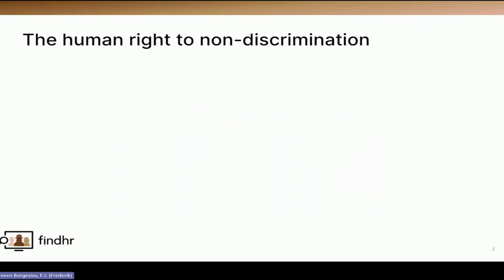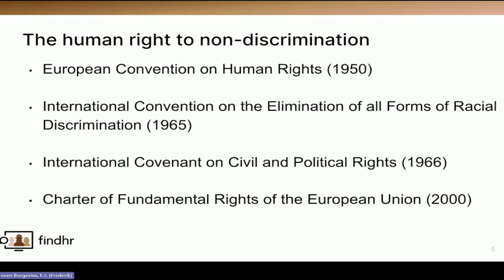We all have a human right to non-discrimination, and these human rights treaties were mostly adopted after the Second World War. I'll give a few examples. In Europe, for instance, the most relevant and influential one is probably the European Convention on Human Rights. But the second and the third here, the two United Nations treaties, have a wider coverage, cover almost the whole world, namely the Convention on the Elimination of All Forms of Racial Discrimination and the International Covenant on Civil and Political Rights. And in the EU, we also have a more recent human rights treaty, let's call it, the Charter of Fundamental Rights of the European Union.